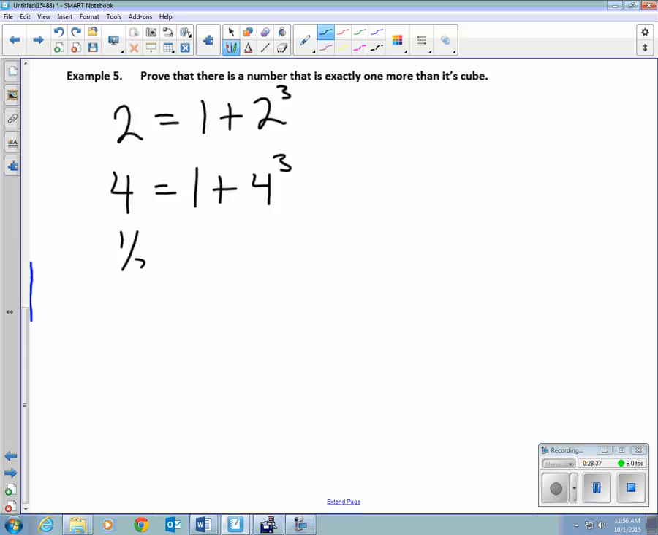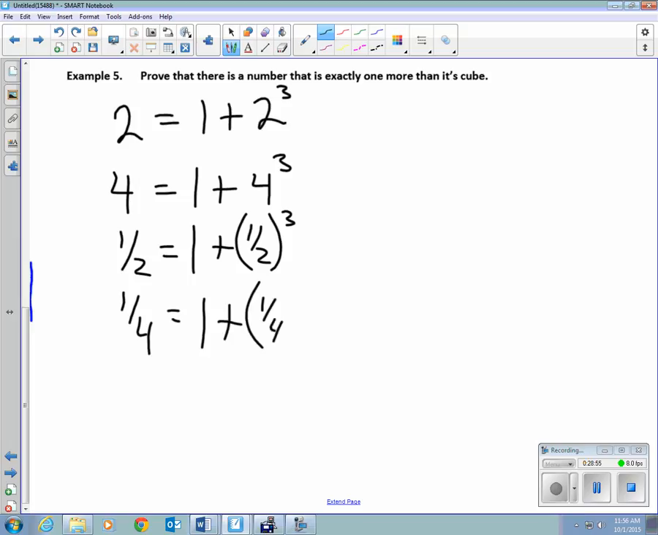Okay, we'll do that. Is 1/2 1 more than its cube? So a half, and here you would get 1 1/8 or 9/8. So a half gives 9/8. But we're closer. 1/4. Is 1/4 equal to 1 plus a 4th cubed? That would be 65/64, which is not the same as 1/4. So it doesn't work out.